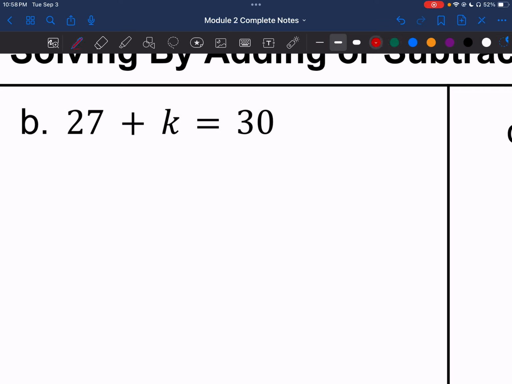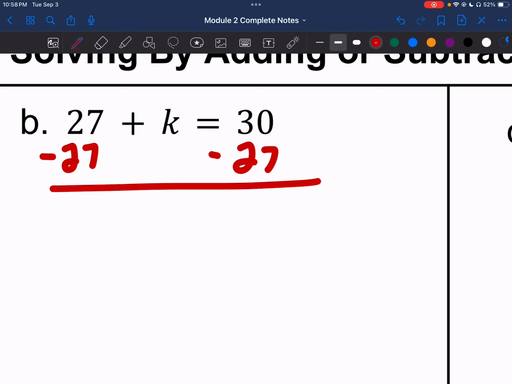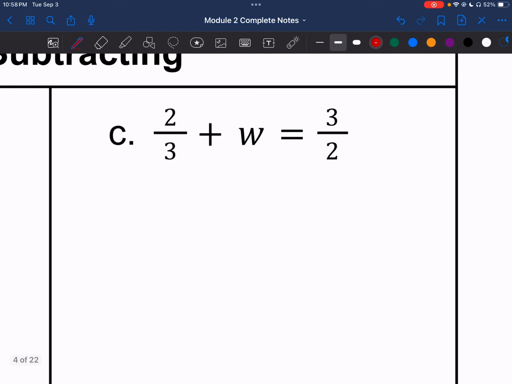So the opposite of a positive 27, its additive inverse, would be a negative 27 from both sides. And when we do that, we get that K is equal to 3. 30 minus 27 equals 3. Notice how I'm working vertically down the page. This is how I would expect you to be showing your work in class this year.